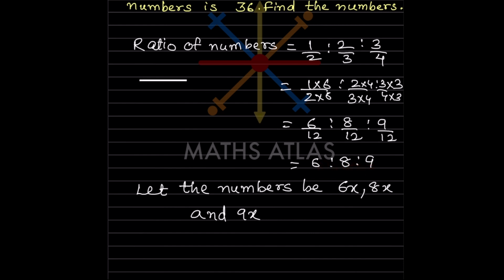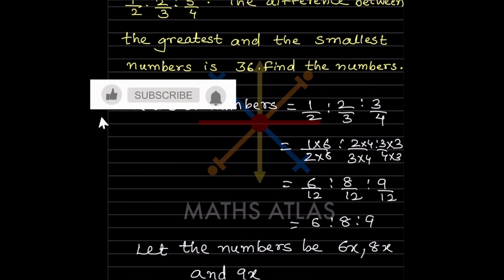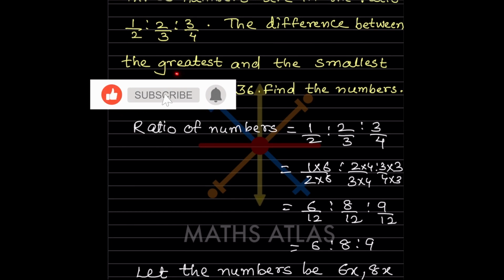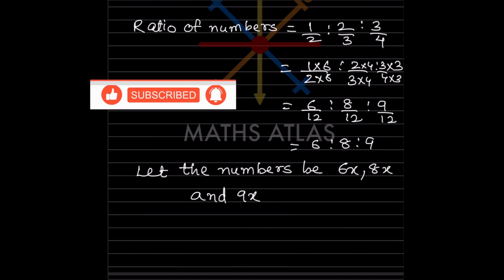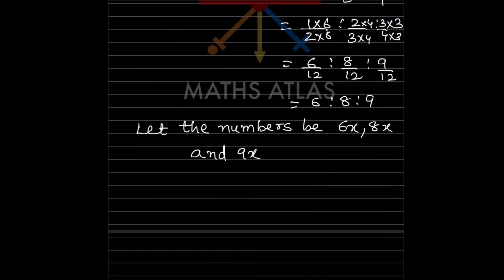So now they said the difference between the greatest and the smallest number is 36. Here the greatest number is 9x, minus 6x, the smallest number, that is 36. The difference means you have to subtract. So 9x minus 6x is 36. So we can write 3x is 36.